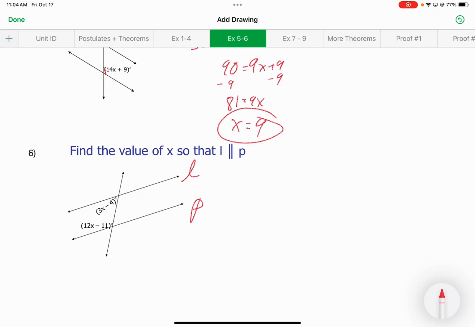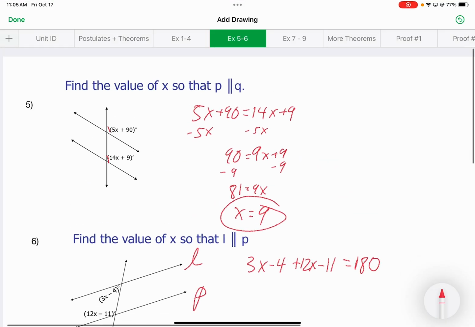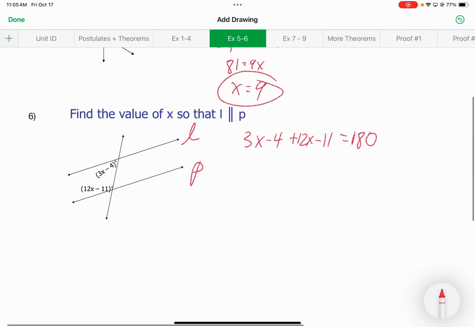What type of angles do I have, or what type of relationship would I have for the example underneath? Those angles would have to be what? Congruent or supplementary? How come? Consecutive interior. Good. So what's my equation? 3x minus 4 plus 12x minus 11 equals 180. Good. That's the important part, the setup. I recognize they're consecutive interior, so then I would add them together and set it equal to 180.